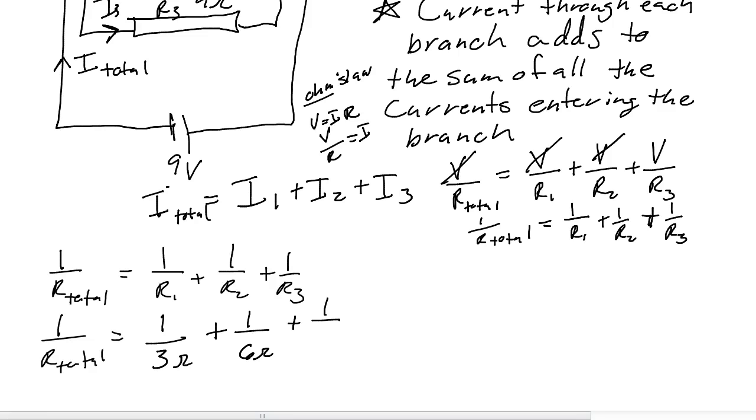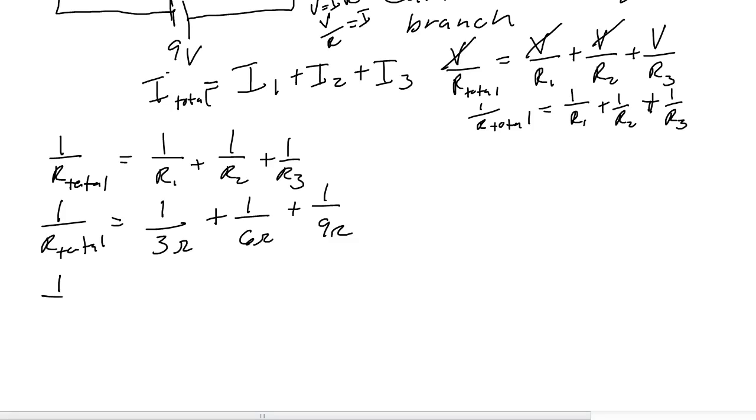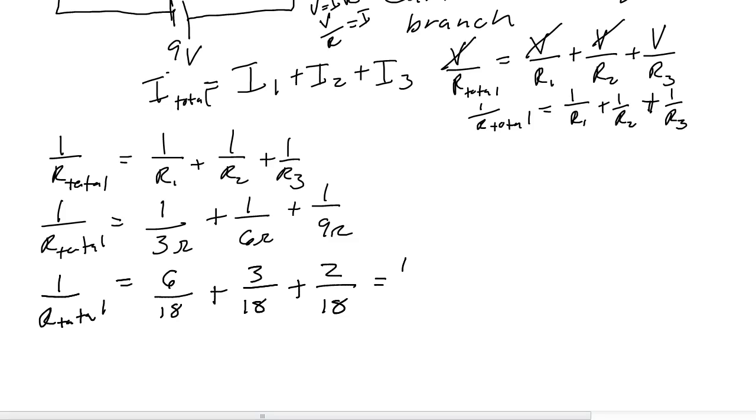R3 is 9. Okay? Don't forget, when you add fractions, I've seen students do this a lot, you need to make sure that you find a common denominator. So 1 over R total, I'm going to use 18 as my common denominator. So 1 over R total is equal to 6 over 18 plus 3 over 18 plus 2 over 18, and that adds up to 11 over 18.